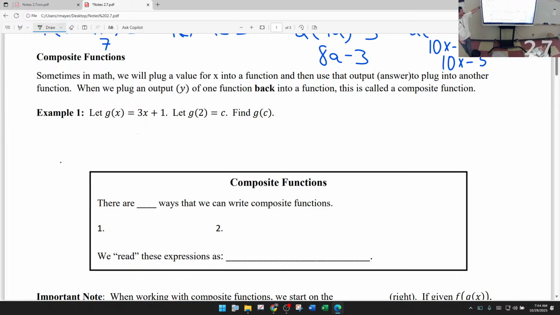Plugging 2 for that, because it's g of 2. 6 plus 1, 7. And then I'll find g of c, which is 7.2, yeah, because it's a constant.